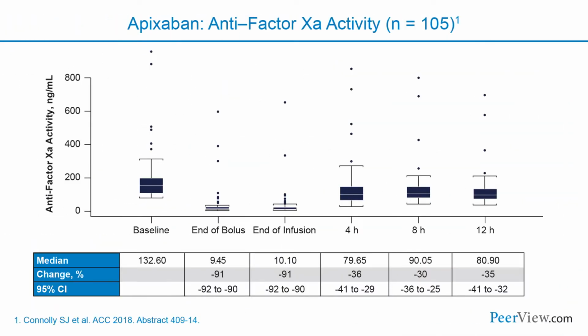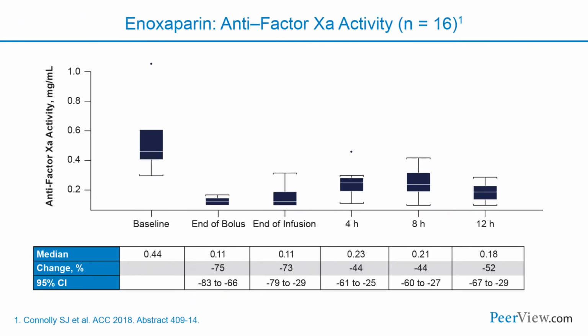Here's the same data for a slightly larger group of patients who were taking apixaban, but you see the same sort of response. Give the bolus, anti-10A activity drops way down. Continue the infusion, it stays down. Turn off the infusion, goes back up again. So if you can manage the patient's bleeding problem in that couple of hours while the patient's on the infusion, you're not fighting against an iatrogenic coagulopathy. A much smaller group of patients treated with enoxaparin. Remember, this is an indirect 10A inhibitor. And you see the same effects, albeit with a smaller sample size.